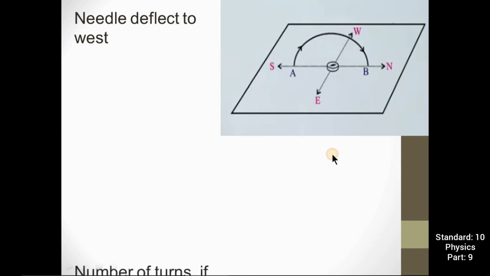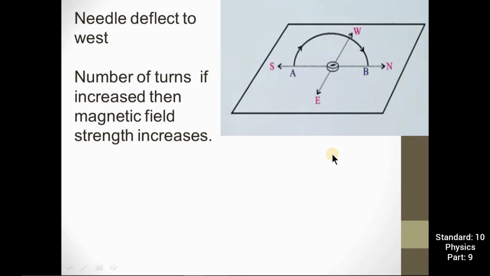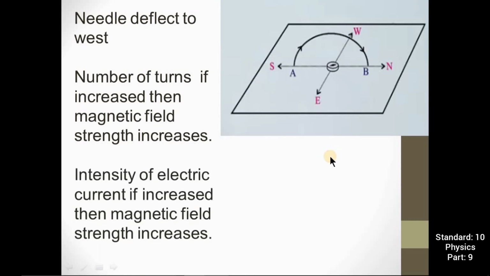Then next, we have to increase the current intensity. When the intensity of current is increased, the magnetic field also increases. The strength of the magnetic field increases when the intensity of electric current is increased. So, there are 2 points to note: if the number of turns is increased, the magnetic field increases; if current intensity is increased, the magnetic field strength also increases.